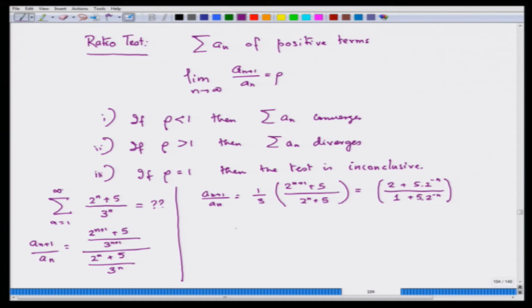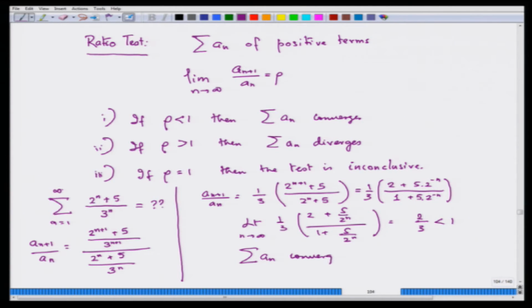So, ultimately the limit, so 1/3 is outside, sorry. So, limit as n tends to infinity of 1/3 times (2 plus 5 by 2 to the power n) over (1 plus 5 by 2 to the power n) is nothing but 2/3, because the 5 by 2 to the power n part goes to 0. So, it is 2/3, and 2/3 is strictly less than 1, which means now that summation a_n converges.